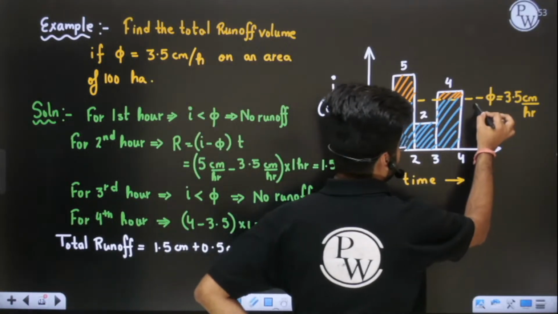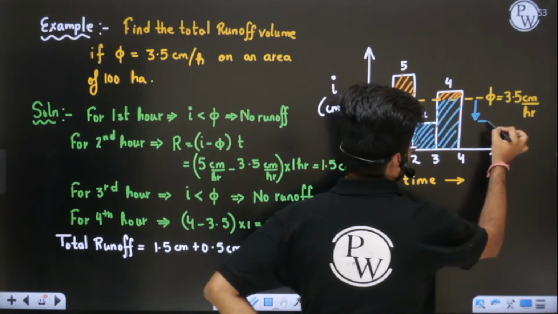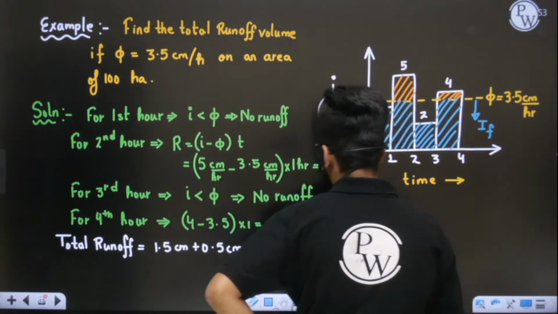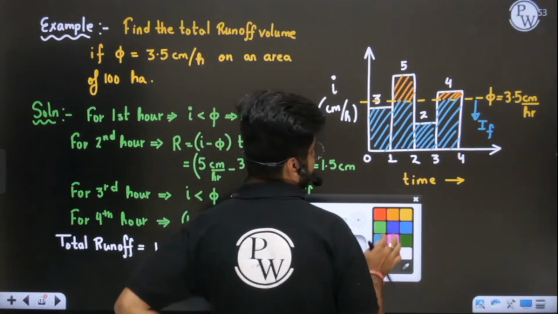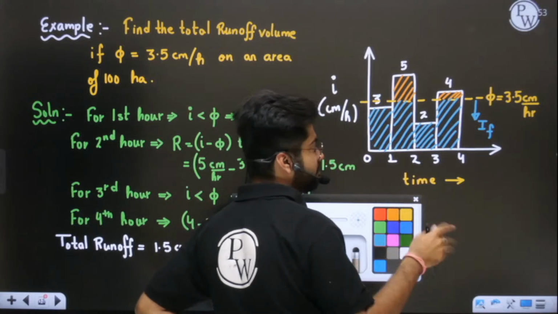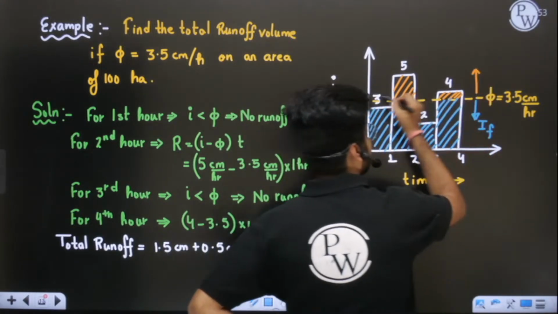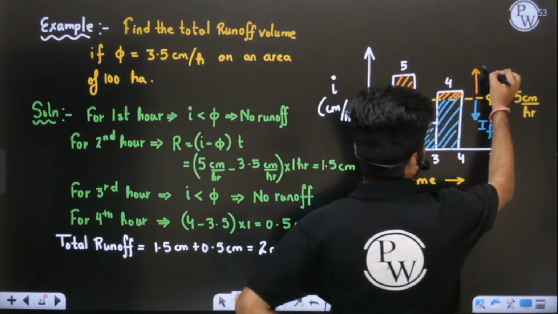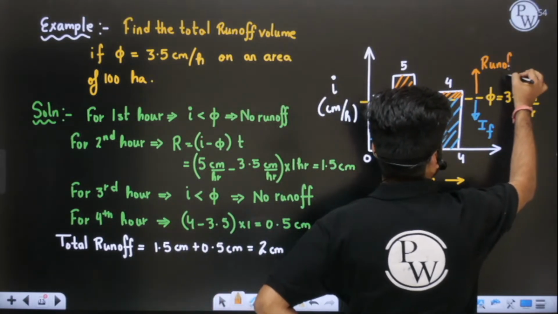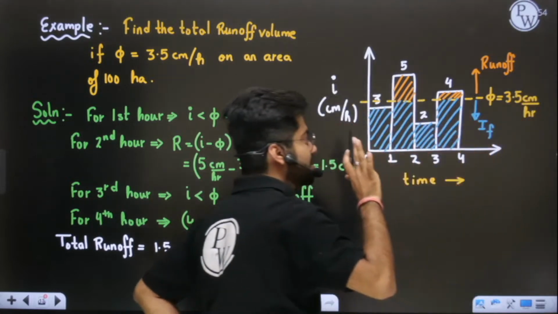Sir, simply you can say below this phi, whatever rainfall volume we have will be equal to infiltration volume. And above this phi, whatever volume of rainfall is there, that is your runoff. That will indicate a runoff. Now is this thing clear?